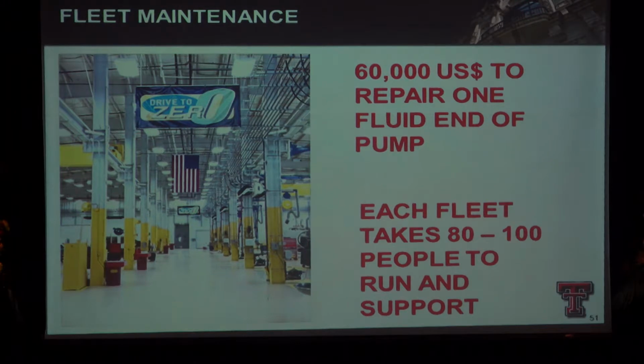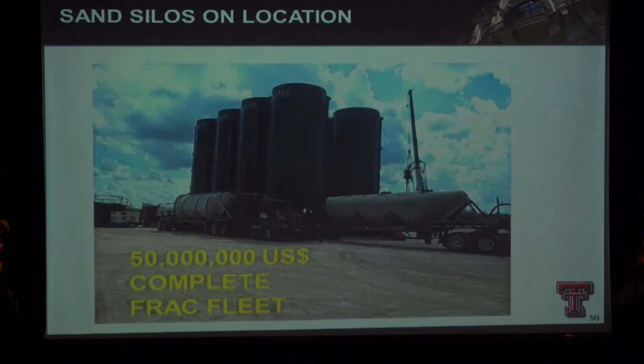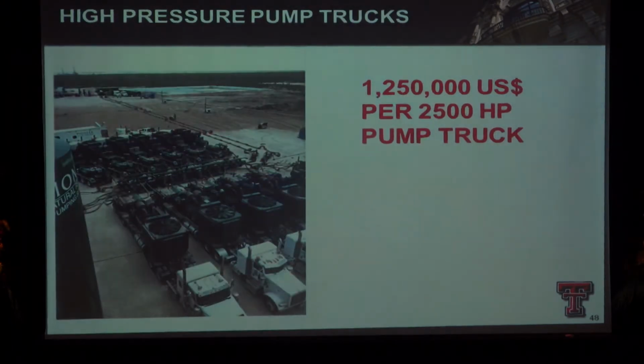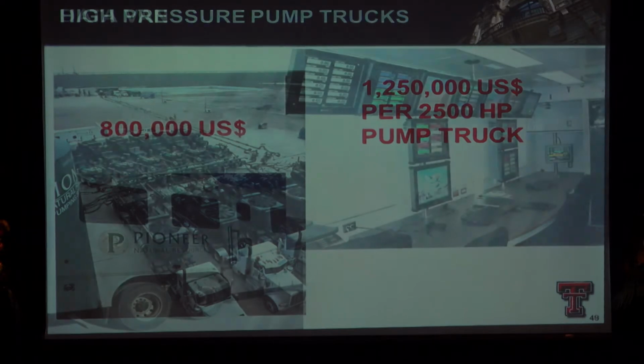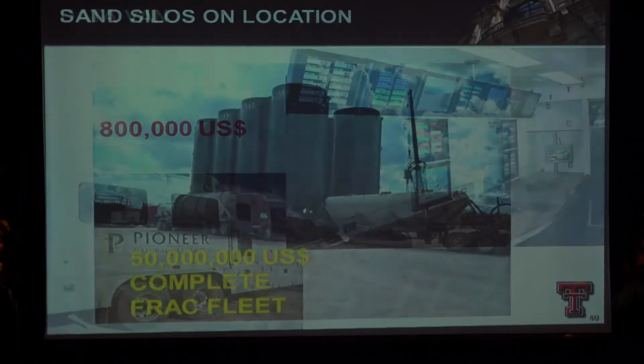Then you add to that, you're going to have to maintain that fleet. To maintain it, you need a facility and you need people. And I heard Oscar say, and he's correct, for one fleet, you need roughly 80 to 100 people to support just one fleet. And just to repair a fluid end, well, what's a fluid end? A fluid end is the high pressure end of that pump right there. Okay, just repairing that is $60,000 US.